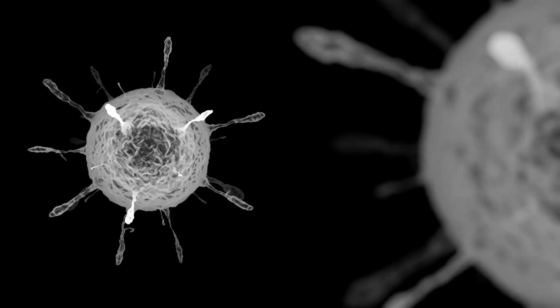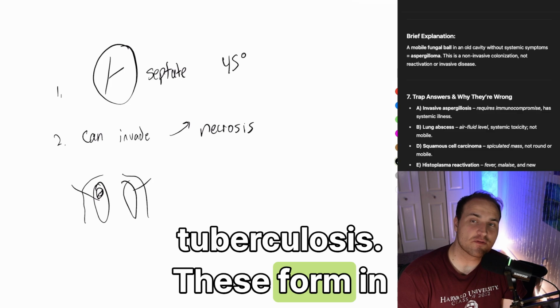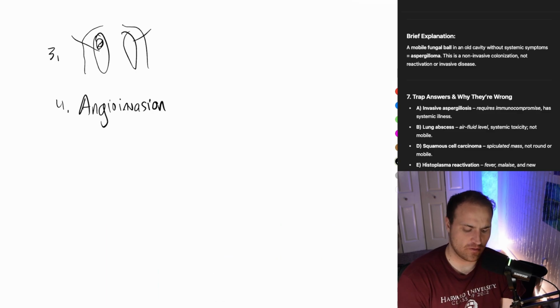These are also going to be fungus balls. And why is that important? Well, we got lungs here. There's a chest cavity, we have lungs, upper cavity problem. Person's got tuberculosis. These form in pre-existing lung cavities. There's 3. 4, remember angio invasion.